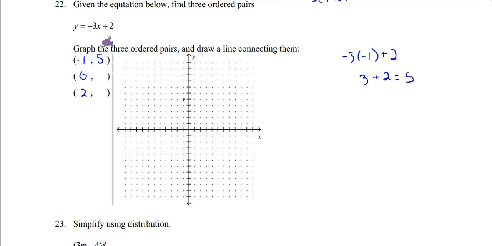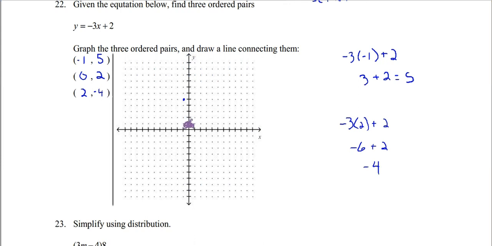0, I don't even have to write this down, right? Negative 3 times 0, easy, 0. Plus 2, 0 plus 2 is 2. Maybe I'll write this stuff down here. Negative 3 times 2 plus 2, that's negative 6. Plus 2, that's negative 4.